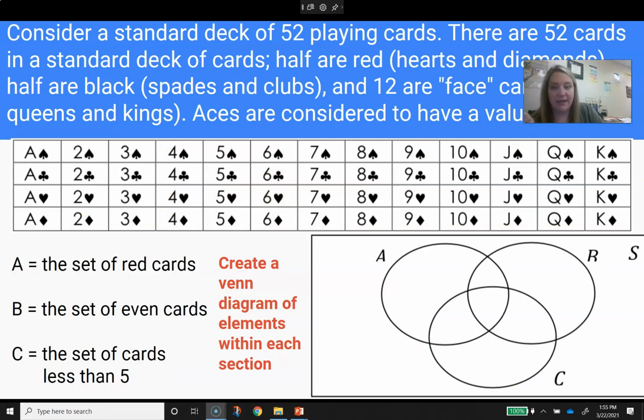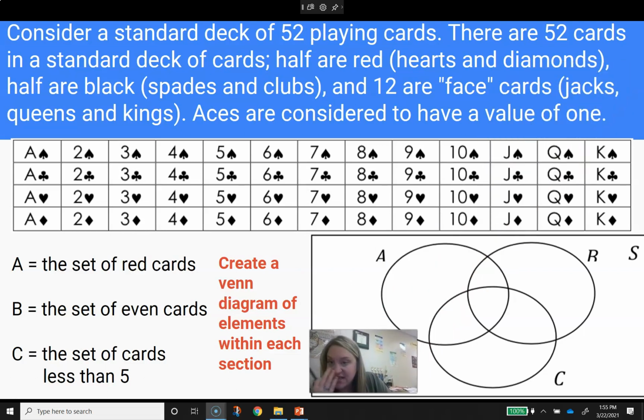All right, a very common example you will have is a standard deck of playing cards. So consider a standard deck of playing cards. There are 52 cards in a standard deck, okay? Half are red, which are hearts and diamonds, and half are black, which are spades and clubs.